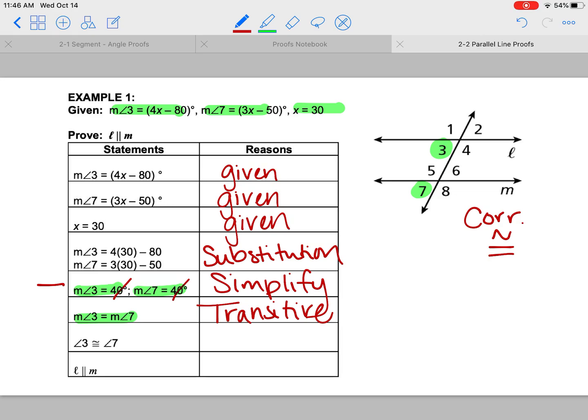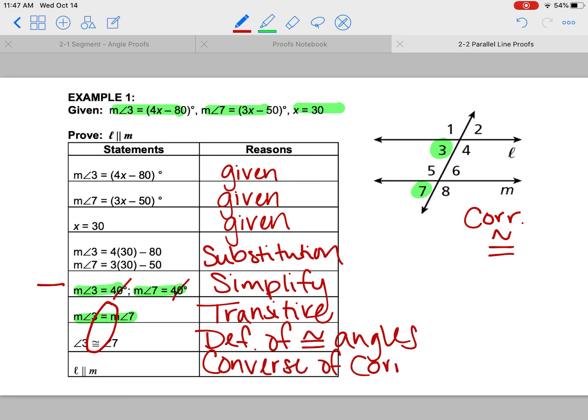All right, we looked at on the last lesson, anytime we have the relationship here going from equal to congruent or congruent to equal, no matter which direction it's going, that is always definition of your congruent angles. And now that we know 3 and 7 are congruent, we can look at our picture and say, okay, because they're congruent, we can now say that lines L and M are parallel because of the converse of corresponding angles. So using your vocabulary and knowing whether they're congruent or supplementary will help you decide which converse you're going to use to prove the lines parallel.